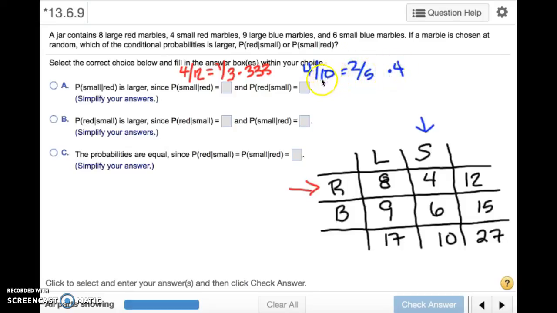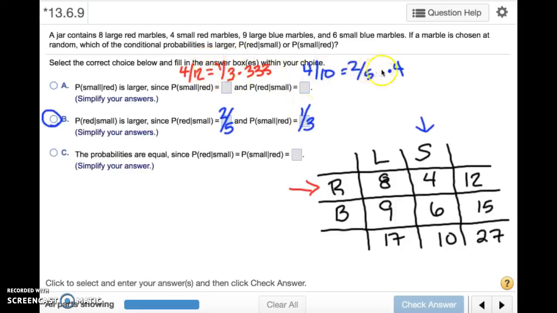So the question says, which one is bigger? And that's obviously the second one. So it says red given small is bigger. So I'm going to choose this one. Red given small goes in here, so 2/5. And small given red is 1/3.